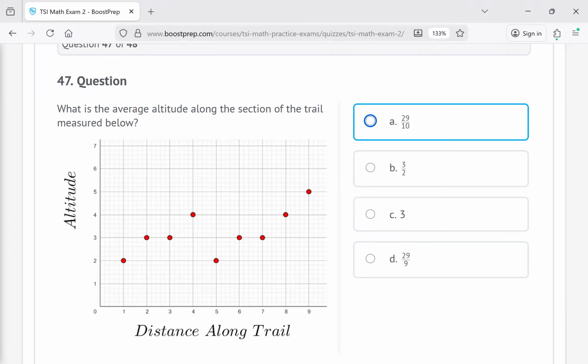So what you have to do is take the sum of the altitude, which is 29. For example, these are coordinates. You have a coordinate at 1 comma 2, this is 2 comma 3. The altitude is the y coordinate, right? So you add up all the y's, which gives 29.